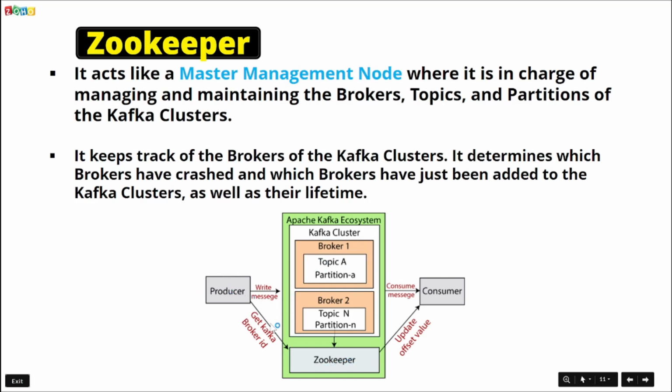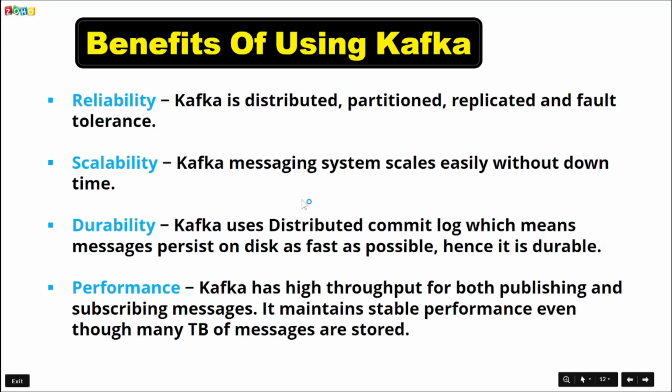Producer gets all this information from Zookeeper to write the messages to the topic. And the consumer, while consuming the messages, gets the updated offset value, and after consuming the message it updates the value as well. So now we have understood the Apache Kafka ecosystem. We have seen what is a Kafka cluster, broker, topic, partition, offset under partition, and Zookeeper. Now let's see the benefits of using Kafka.